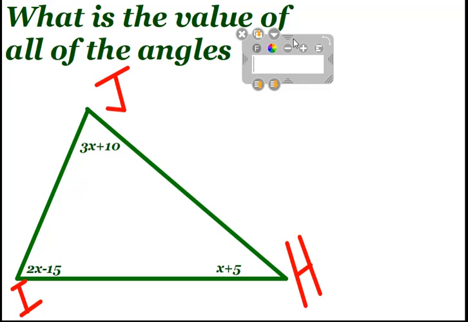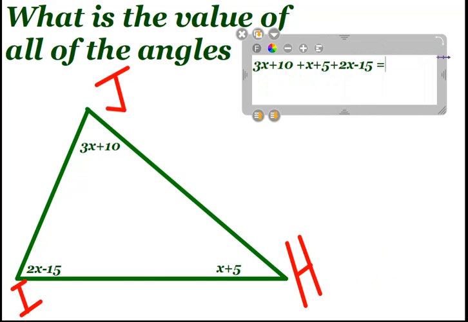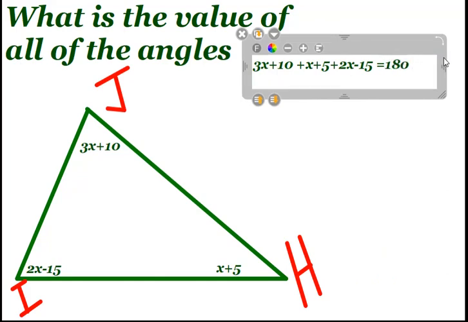So we are going to do the following. We're going to add all the angles together. We're going to start with angle J, which is 3x plus 10, plus angle H, which is x plus 5, plus angle I, which is 2x minus 15. And it's all going to be equal to 180. Why? Sum of angles in a triangle.